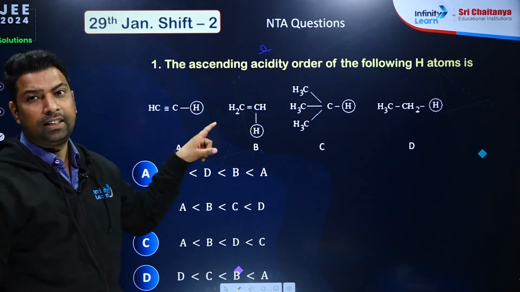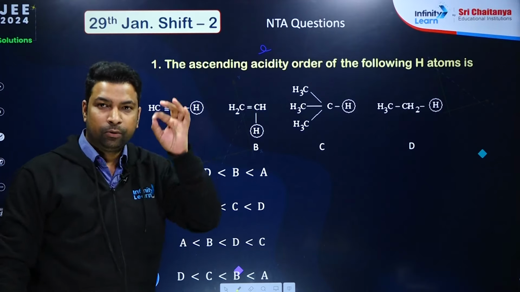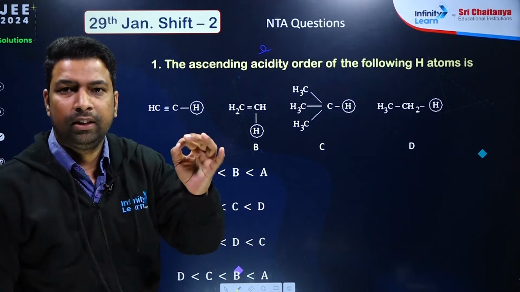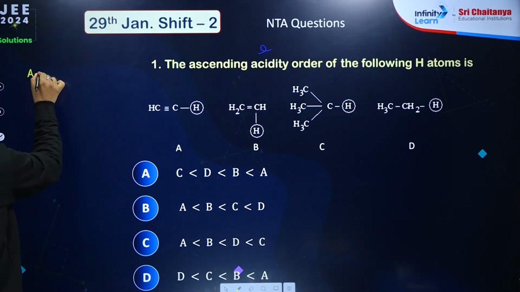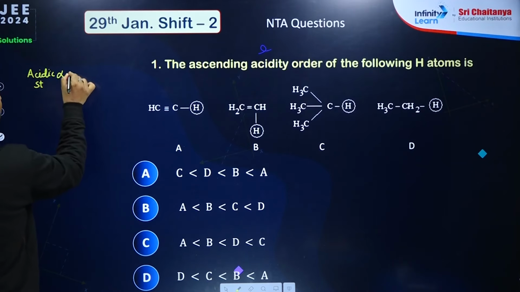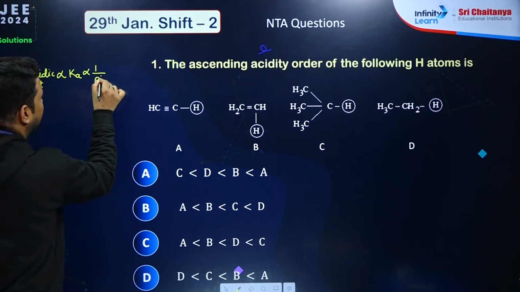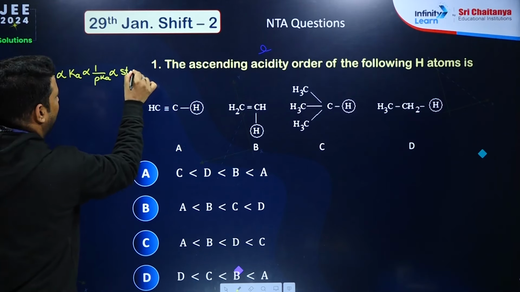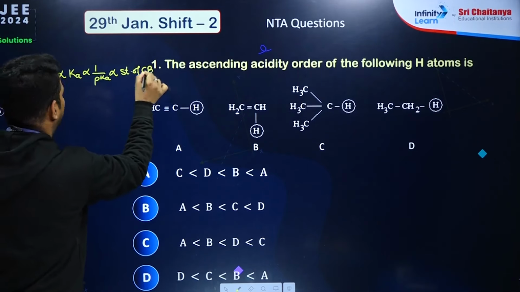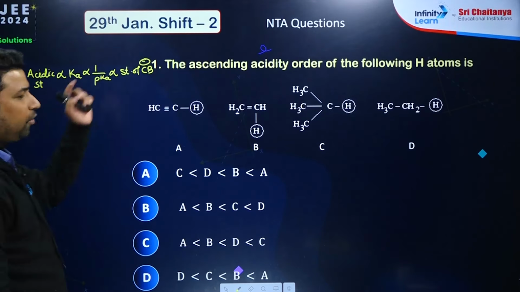That hydrogen will be acidic whose conjugate base will be stable. See, what is the concept behind it? Acidic strength is proportional to the Ka value, inversely proportional to the pKa value, and directly proportional to the stability of the conjugate base. That is negatively charged, meaning stability of the anion.